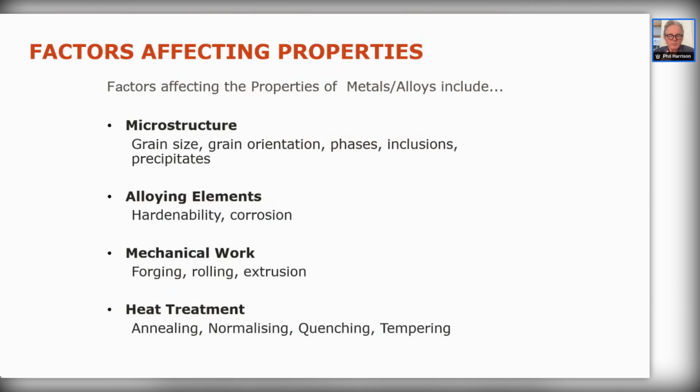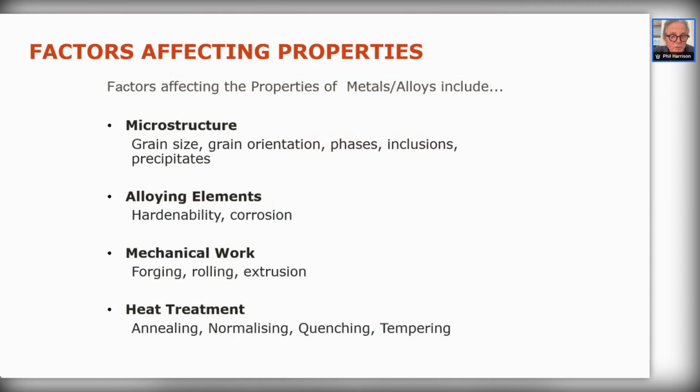And heat treatment, we have what's called non-heat treatable and heat treatable materials. Heat treatable materials are classed as those which can be hardened by heat treatment. For example, steels, for example, age-hardening aluminium alloys. But every metal can be annealed.